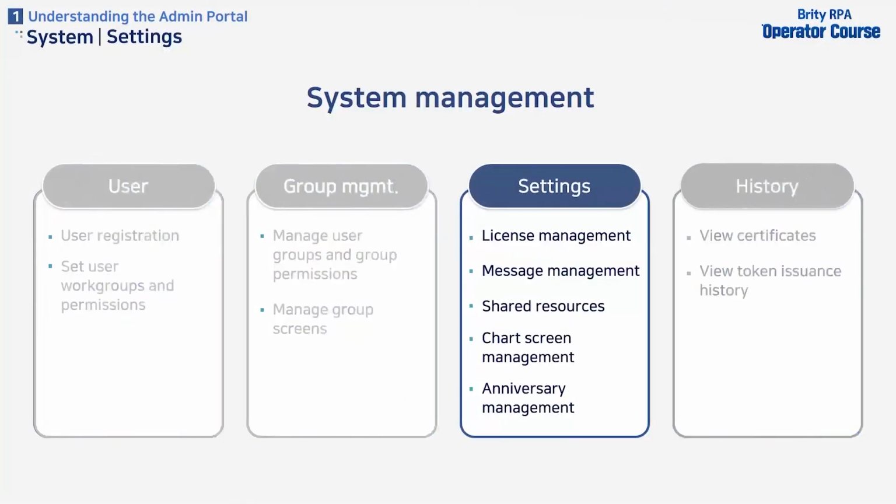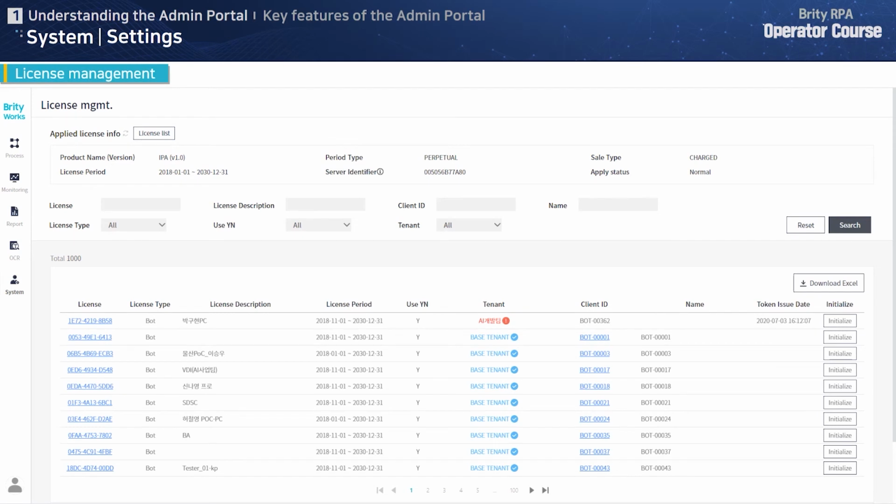Next, let's learn how to manage licenses and messages. On the License Management screen, you can register and manage licenses. Let's take a look at the screen layout. You can click the License List button to batch register multiple licenses.